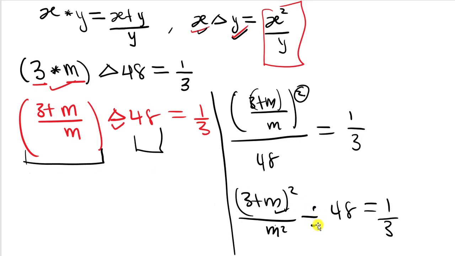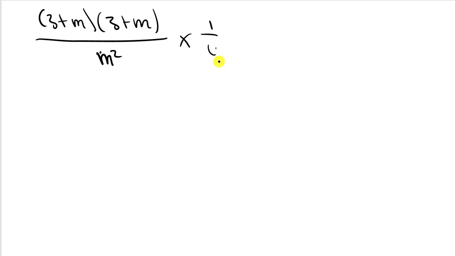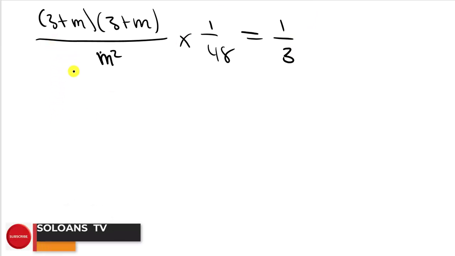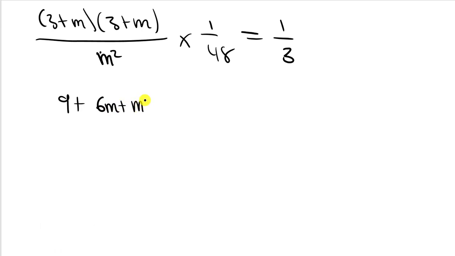So we are going to reciprocate that so that it becomes times. Then we write 1 over 48. So we are going to have times 1 over 48, and this is equal to 1 over 3. Now let's expand the numerator. When we expand the numerator of this particular fraction, we are going to get 9 plus 6m plus m squared. You go through these steps and then expand this fully. Okay, so over m squared times 1 over 48 is equal to 1 over 3.